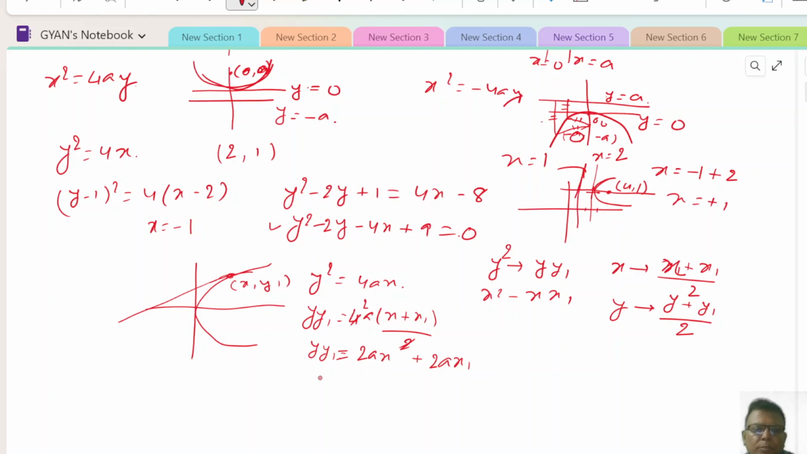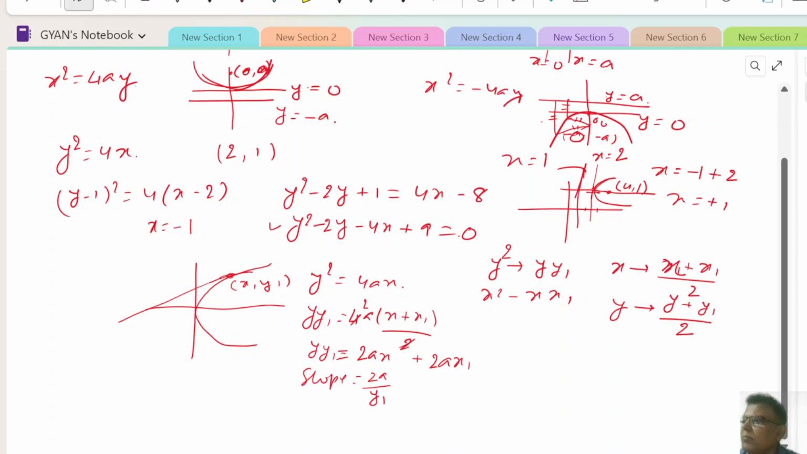So what is the slope? The slope will be 2a by y1. This is the slope.